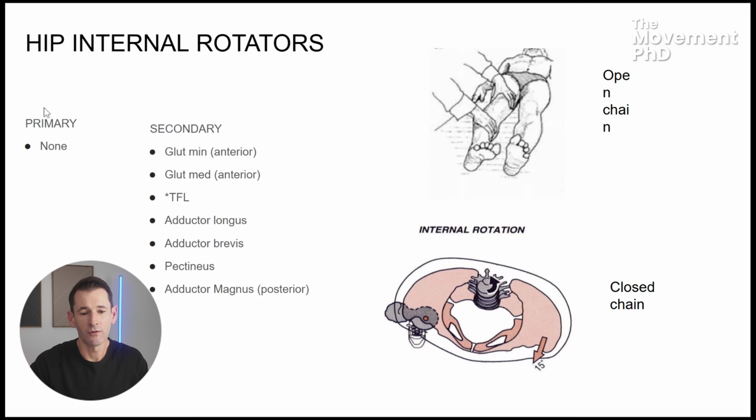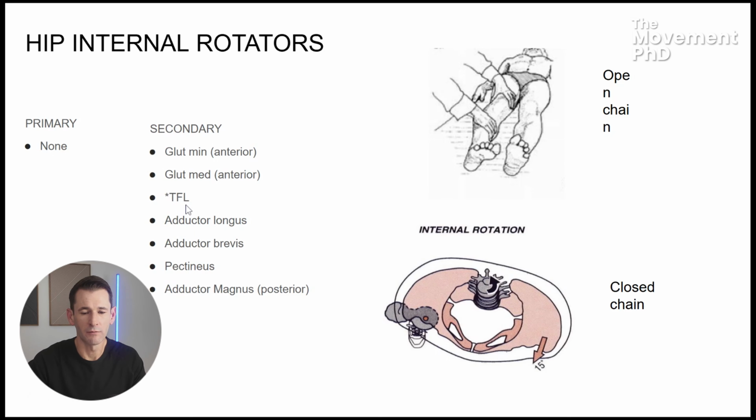So there are no primary internal rotators of the hip. There's no muscle whose only job is to do internal rotation of the hip. It's all a secondary action of a different muscle. So what are those muscles? Glute med and glute min, anterior fibers. Probably the most important internal rotator is the TFL. And then you have some internal rotation from a lot of your adductor group here.